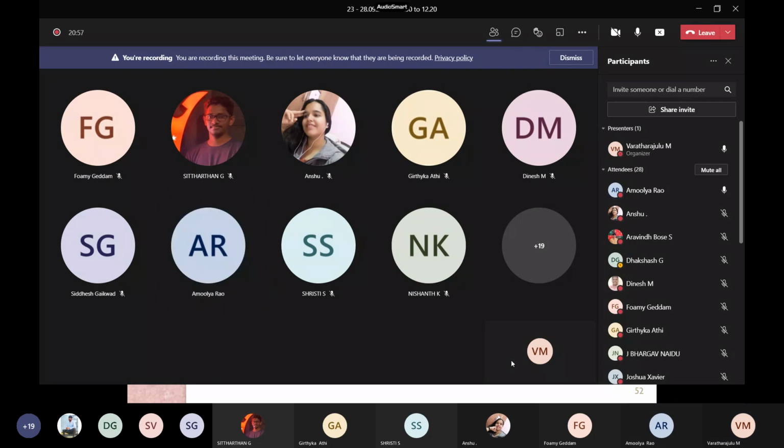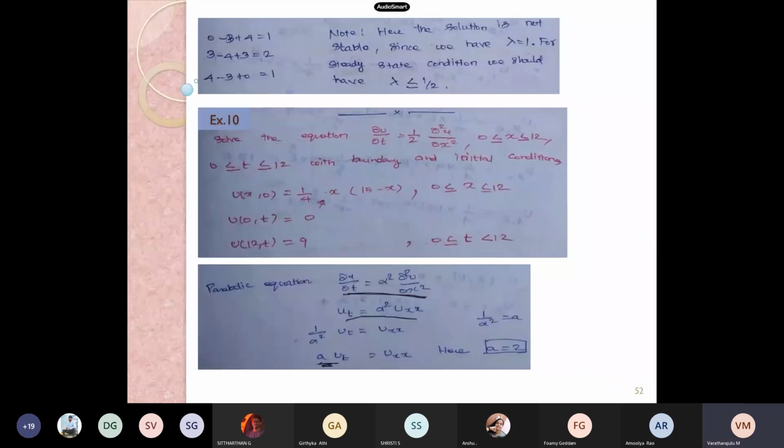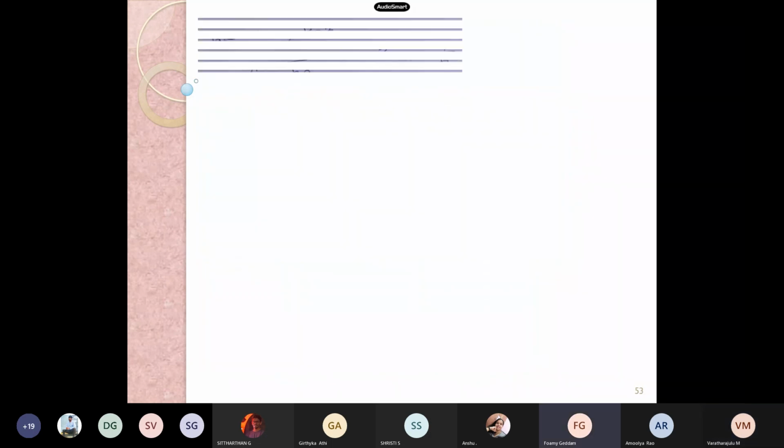Yes, sir. What is the lambda value for me? Sir, your lambda value is, with 0.5 and k, 1 by 6. k divided by h square a, that is the lambda. Here we have considered h and k as 0.17, sir. No, let it be 1 by 6 now. Okay, sir.